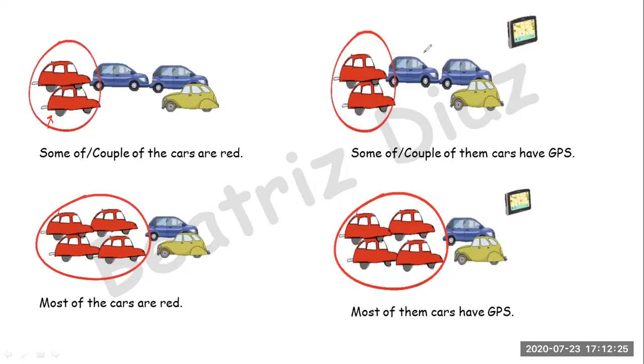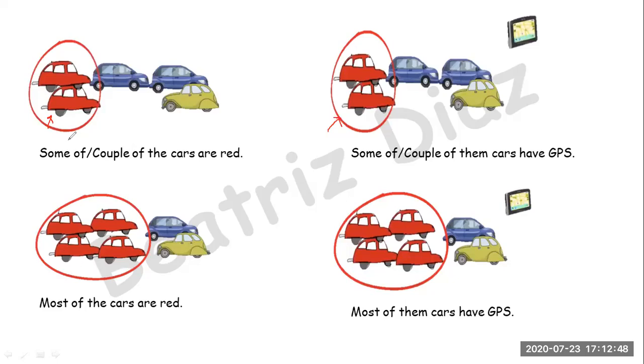I need somebody to read the second example, please. Valentina, yeah. Some of the cars have GPS. Exactly. Again, they mention some or a couple because they are mentioned only 2 cars that have the GPS.